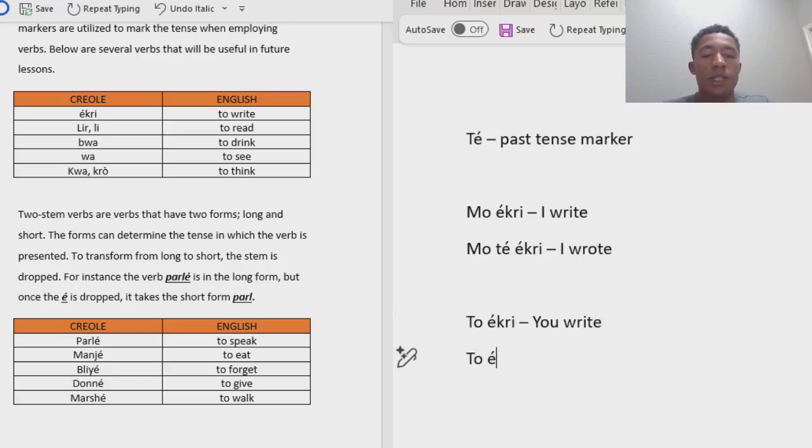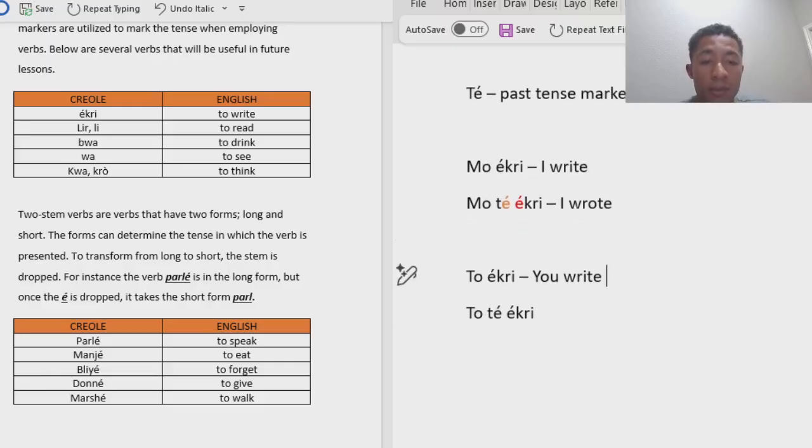To te écrit. And you see, as I said before, the two vowels, this is an instance where these do not shorten, they do not contract. They stay exactly how they are. Separated. Mo te écrit, to te écrit. These do not contract.